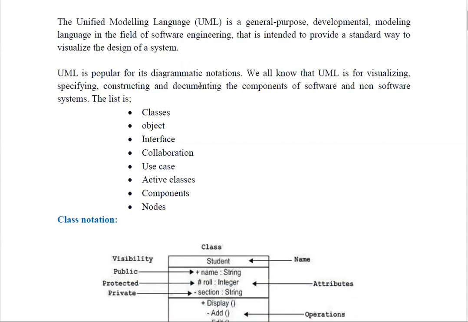UML is popular for the diagrammatic notation. We all know that UML is for visualizing, specifying, construction, and documentation of the components of software and non-software systems. We can represent in terms of class, object, inheritance, collaboration, use case, active class, components, and nodes. Not that everything is required. Let us see how you can represent your project when it is applicable to any one of these visualizing notations.